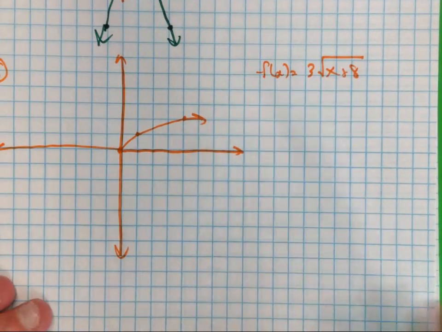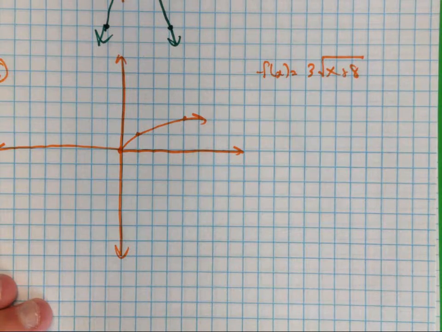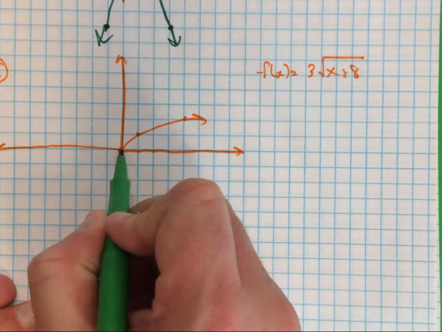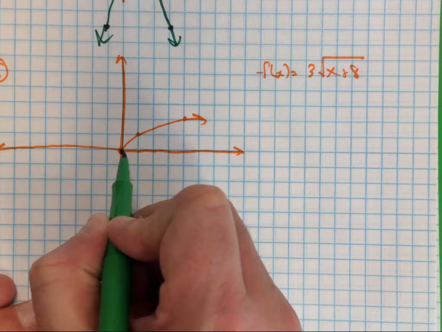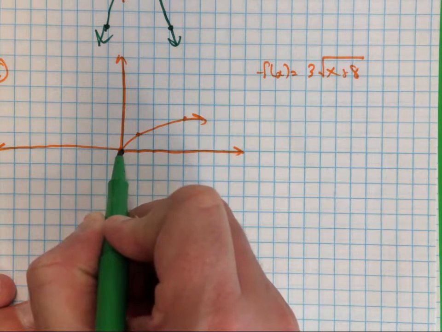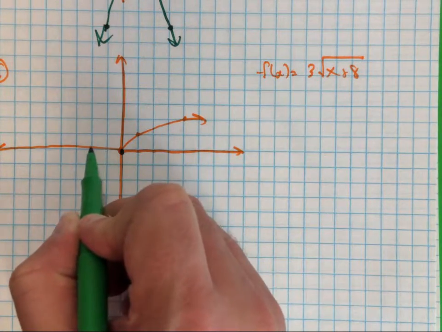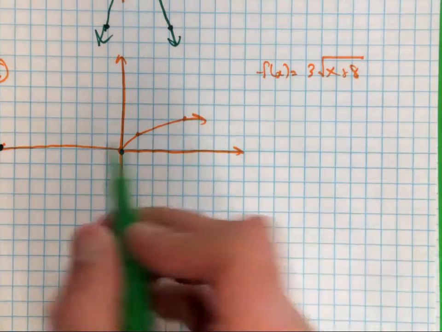Okay, I got my parent function here. I told you that 3 is going to affect the what axis? X or Y? Which one? Y. So you're going to multiply your Y coordinate by what? 3. What's your Y coordinate here? 0. So what's 0 times 3? 0. So I'm still at 0, 0, aren't I? So I'm going to move it over how many? 1, 2, 3, 4, 5, 6, 7, 8. I'm over here.